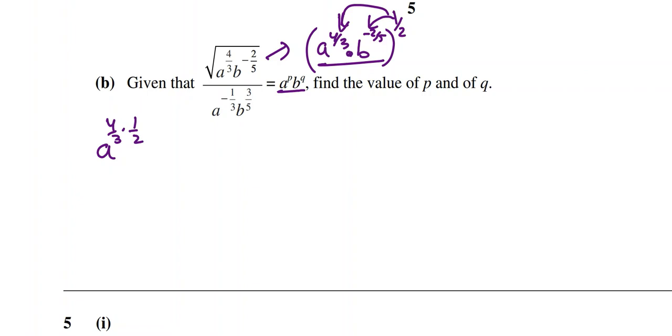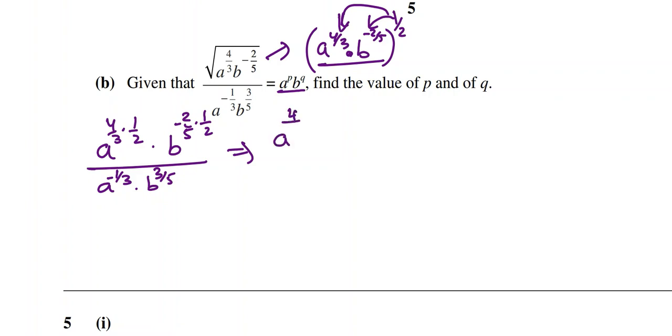If they are adding or subtracting, we can't do this. So next will be b to the power minus 2 fifth times 1 half again, divided by a to the power minus 1 third, no change, b to the power 3 fifth, no change. So it becomes a to the power what? 4 over 6, which can be simplified, but I'm not doing it for the time being.